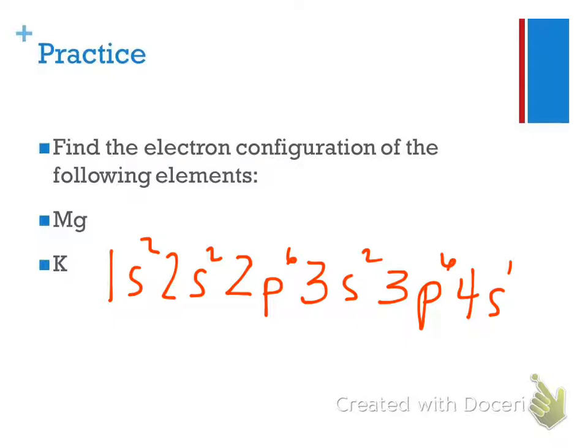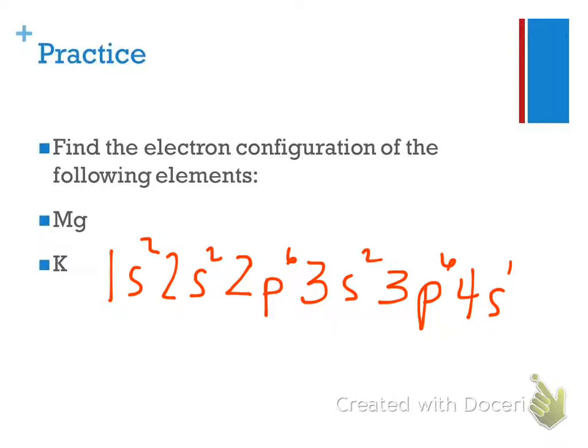On your cheat sheet it tells you the order. So the d orbitals don't get filled until the 4th energy level. So you follow along like this. You go 3s, 3p, then 4s, and then you go 3d, then 4p. So it goes that way. Then you check yourself with your superscripts.